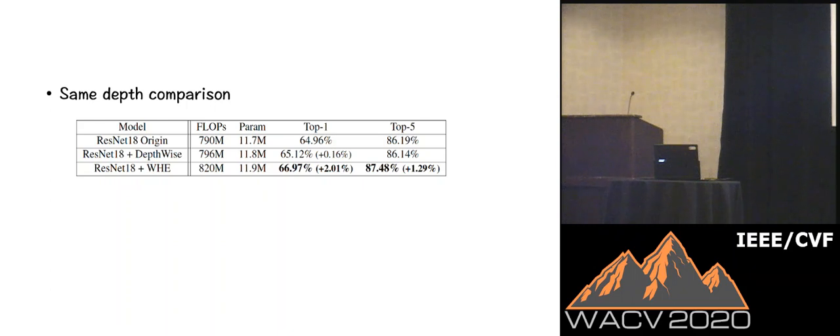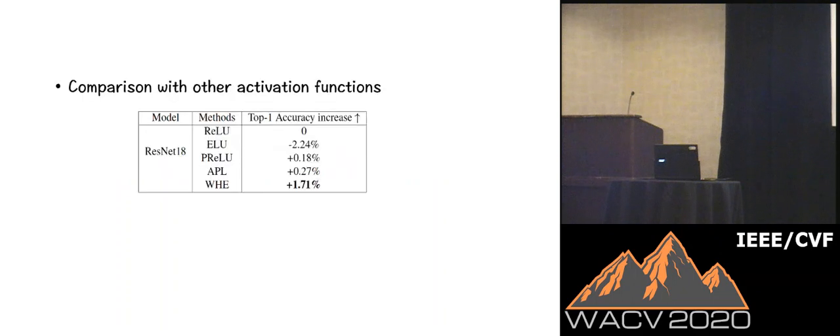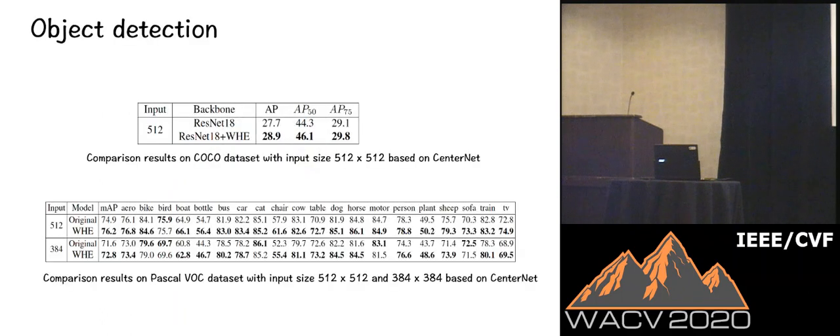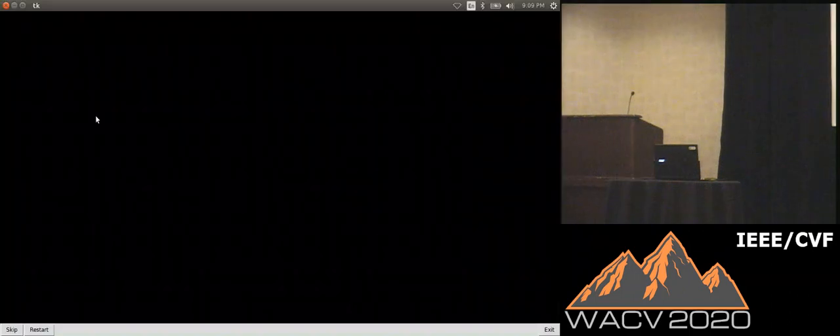We can see that the same-depth increase from the depth-wise layer only results in a trivial performance increase, while ours can contribute to a 2% performance increase. We also compare our method with other non-linearity increasing methods. Obviously, our method can boost the performance higher than others. At last, we also evaluate our method on the object detection task. In both COCO and Pascal VOC datasets, our method can boost more than 1% higher mAP compared to the baseline model.